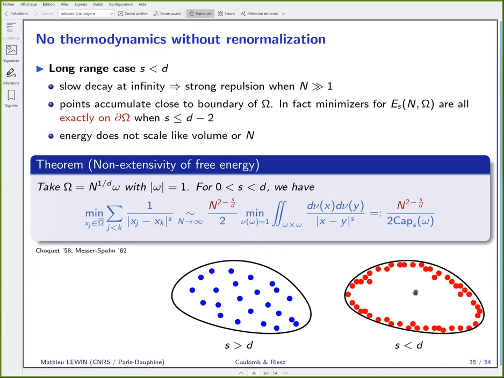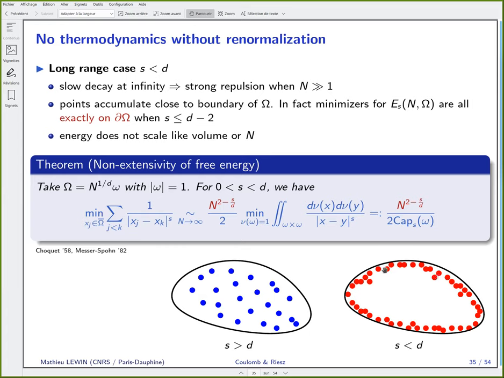Okay, so nothing is working. And we have to find a solution to avoid this escape of the points to the boundary. Okay. So what's the solution?